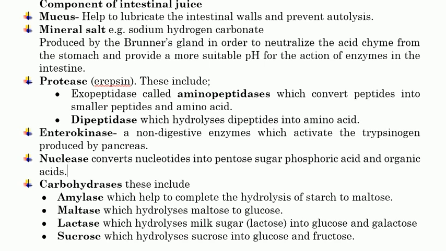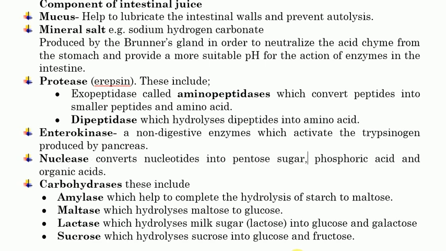Another component is nucleosidase, which converts nucleotides into pentose sugar, phosphoric acid, and organic bases. Here, the nucleotides are made up of three components. The first component is pentose sugar, and this is normally ribose. That's why in nucleic acids such as RNA, we call it ribonucleic acid. Ribo simply means ribose. So they are normally made up of ribose, which is a pentose sugar. Then another component is phosphoric acid and organic bases.